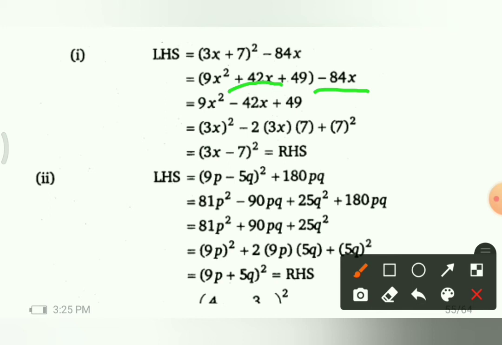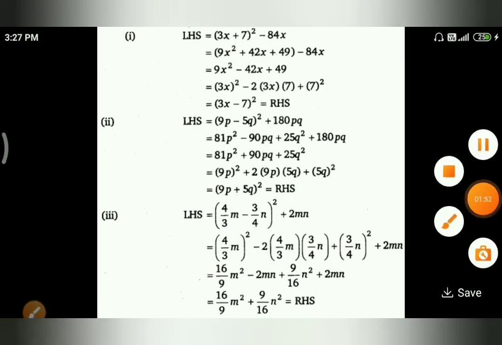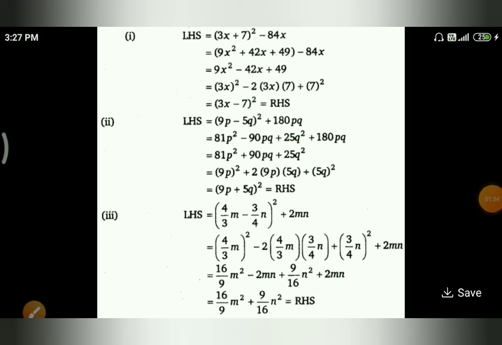How? The answer is 9x square minus 42x plus 49. So if you know that 9x square can also be written as 3x the whole square, and 49 can be written as 7 square. So it is 3x minus 7 the whole square. That is of the form a minus b the whole square. So this way we have proved that left hand side is equal to right hand side. Now in similar fashion you can solve the other sums also.